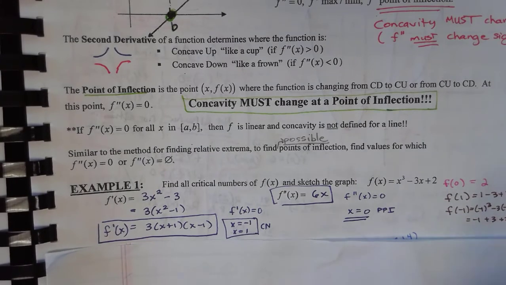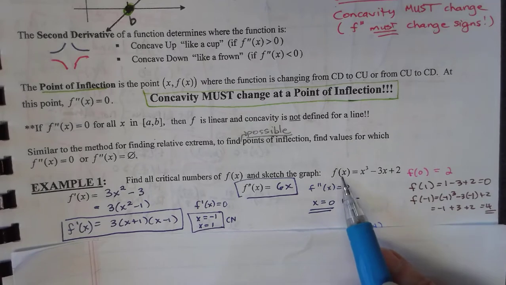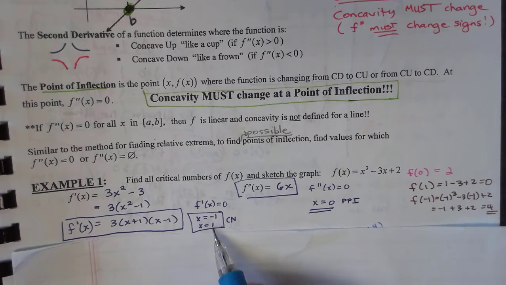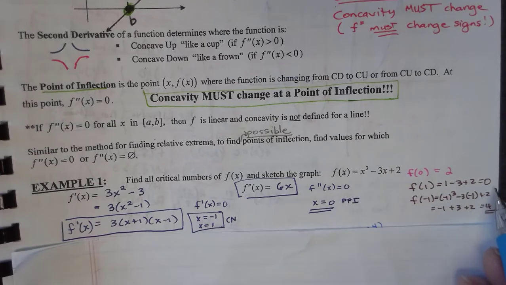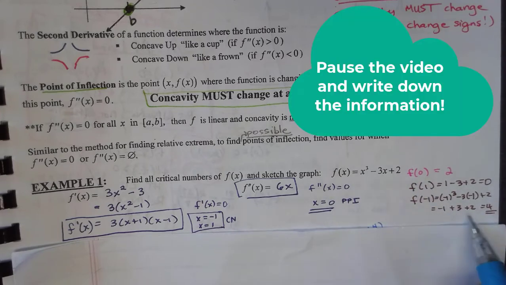Now, other things that we can do is we can find values on the function at these places. When x is 0, substitute in, y is 2. When x is 1, substitute into our function, y is 0. And when x is negative 1, substitute into our function, and we get y to be 4. So here are 3 points we know: (0, 2), (1, 0), and (-1, 4).